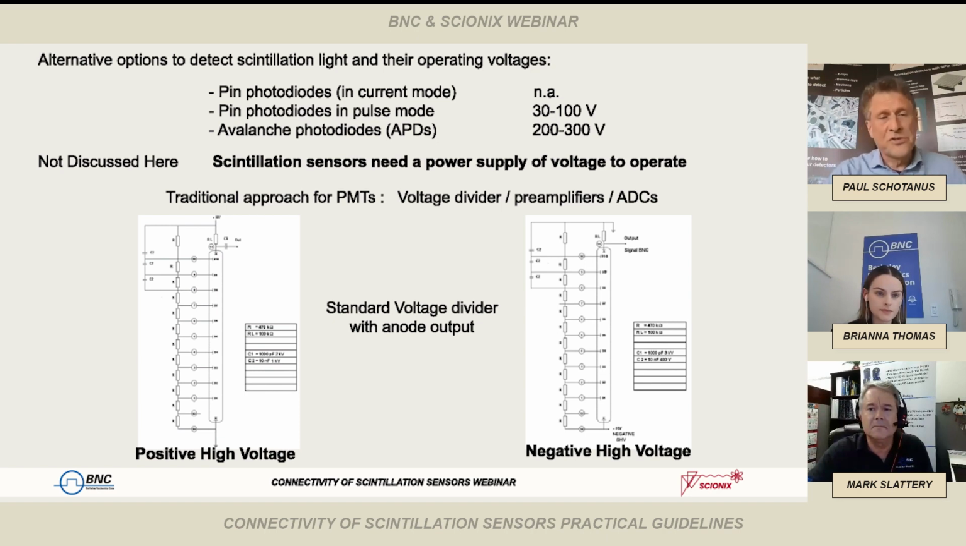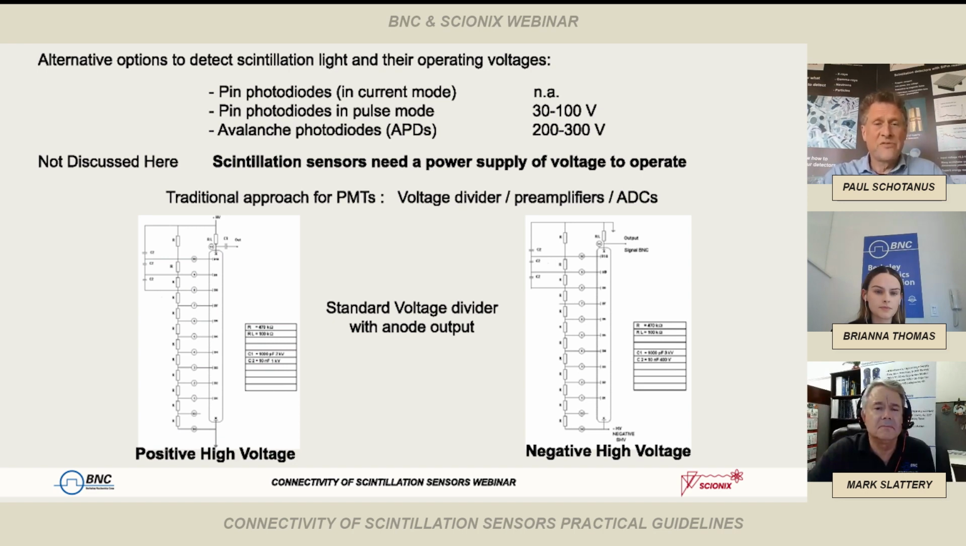Of course, there are also alternative ways to detect scintillation light from materials, from crystals, or from organics. You can use PIN diodes measured in current mode, like you do, for example, in luggage scanners at airports. You measure the photocurrent then. We can also measure pulses generated in PIN photodiodes operating in pulse mode.